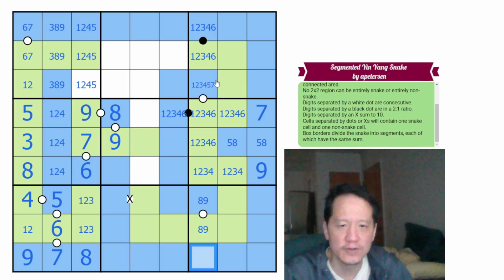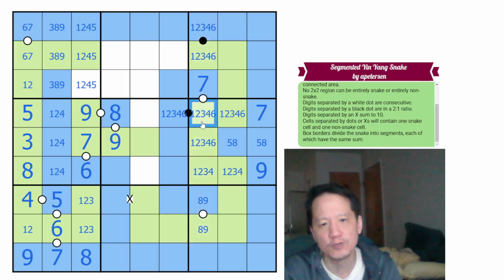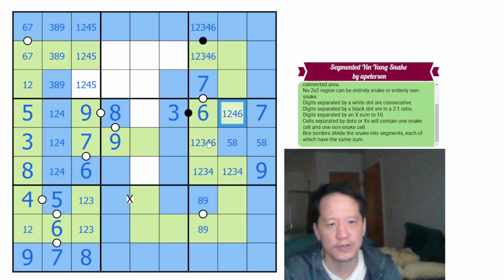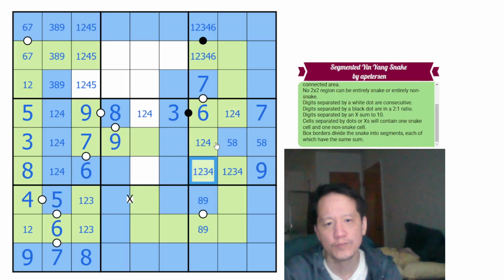This can't be 7, so where's a 7 in column 7? It has to be here. So this is 7, which makes this a 6. 6 is in a 1 to 2 ratio with 3, so this is 3, so this can't be 3. This can't be 3, this can't be 6, this can't be 6. This must be 1, 2, or 4.